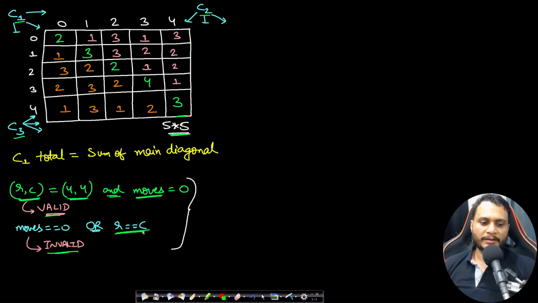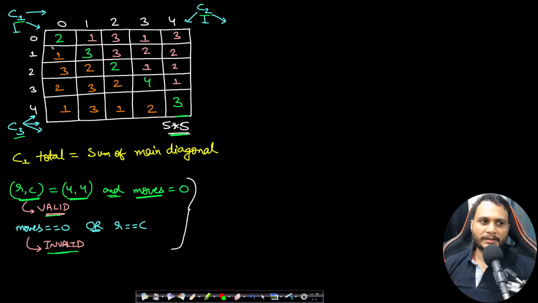Or otherwise, if your row equals your column, that means you are on the diagonal. I already explained that you cannot touch or cross the diagonal. If you do that, then it will be impossible to reach the bottom right corner with n minus 1 moves. You will be taking more moves, right? So immediately you can trim out that DFS call, right?